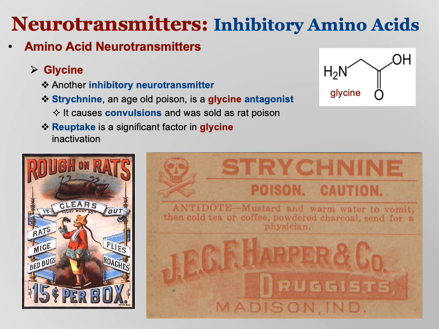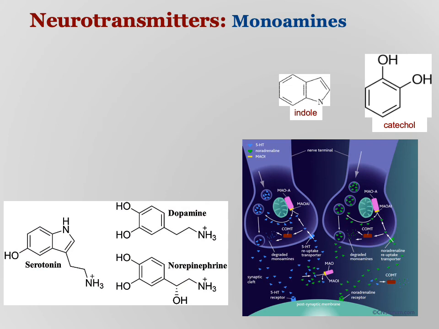So those were our 4 amino acids. 2 excitatory, remember, glutamate and aspartate, and 2 inhibitory, GABA and glycine. We also had acetylcholine. We've done 5 neurotransmitters so far. We're now going to move on to the next category, what we call monoamine neurotransmitters.